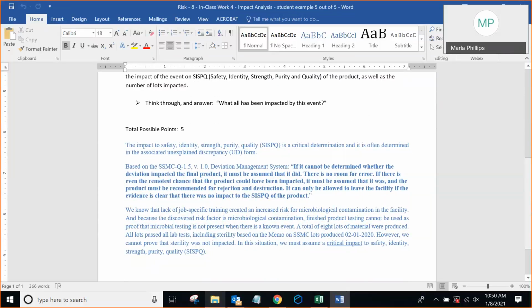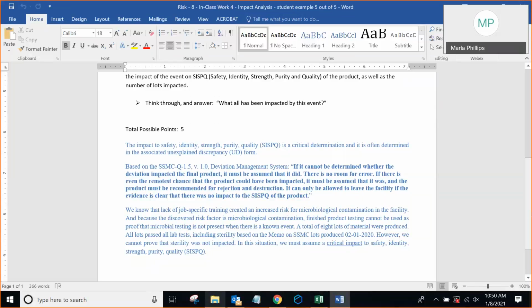And here's an example from a student who got a 5 out of 5, and basically just showing down below that, recognizing that the lack of job-specific training created an increased risk for microbial contamination in the facility. And because the discovered risk factor is micro, the finished product testing cannot be used as proof that microbial contamination isn't there. So this student is really showing that they understand a lot of things, and they're pulling together, connecting a lot of dots, really.